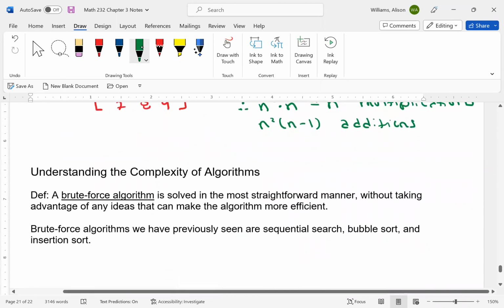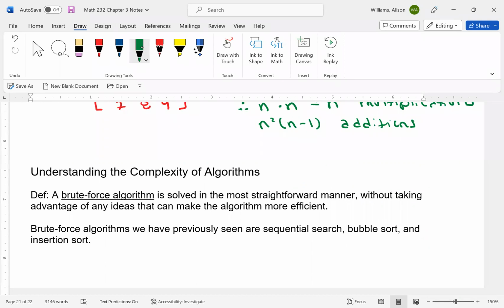Okay, now I'm going to define this, and I'm not really going to discuss it much further than the definition, but a brute force algorithm is solving something in the most straightforward manner without taking advantage of any ideas that can make the algorithm more efficient. All right. We've actually used brute force algorithms in particular when we did the sequential search, the bubble sort, and the insertion sort.